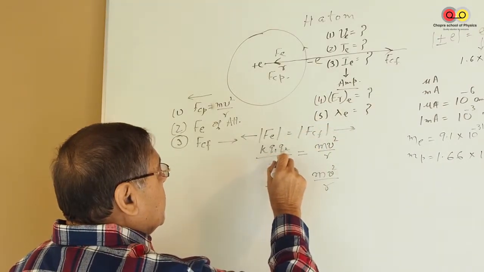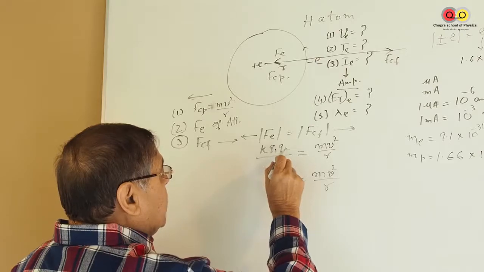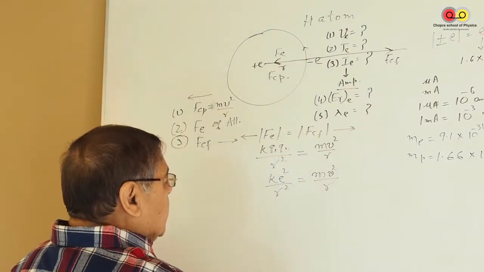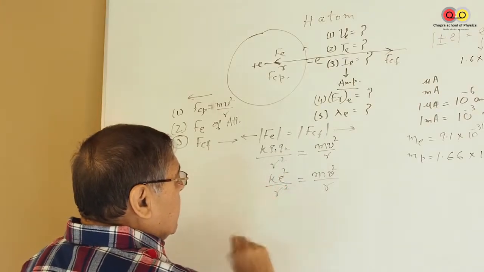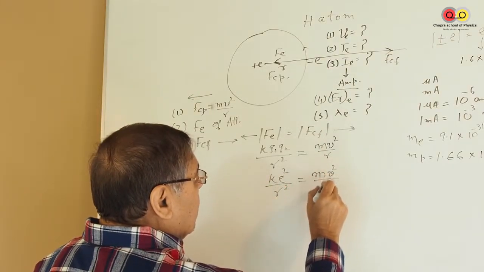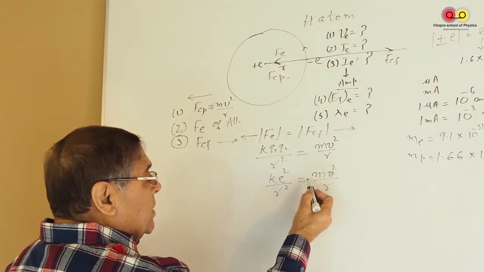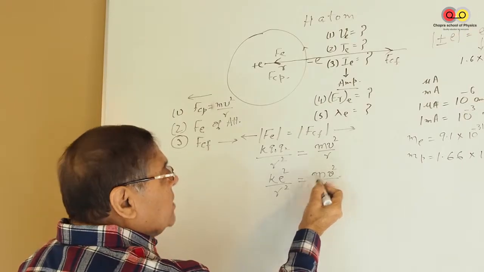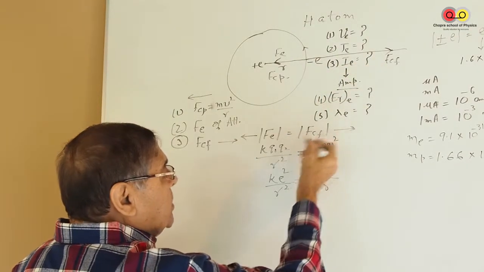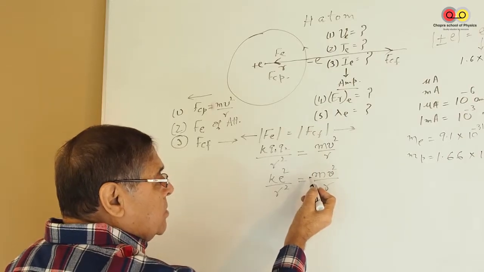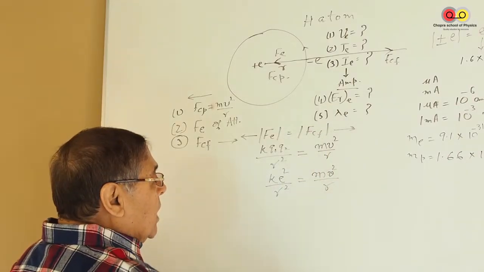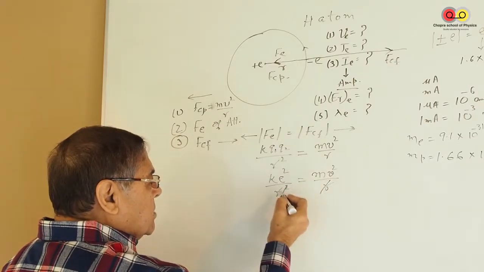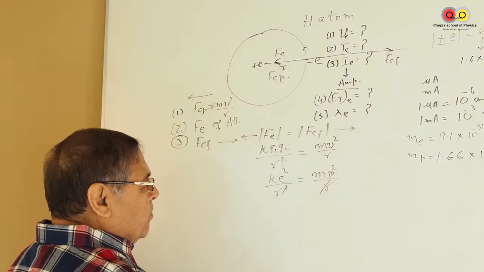For Q1 and Q2 we have e and minus e, but because we are taking the modulus, the number will become positive, so it should become ke square by r square, and that will be equal to mv square by r. However, we should put a negative sign here, but we are not putting it. We know it is a reactionary force, but the modulus will be positive, so we are not taking the sign into consideration. From both sides cancel off r. It is r, this is r square, so r will be left.